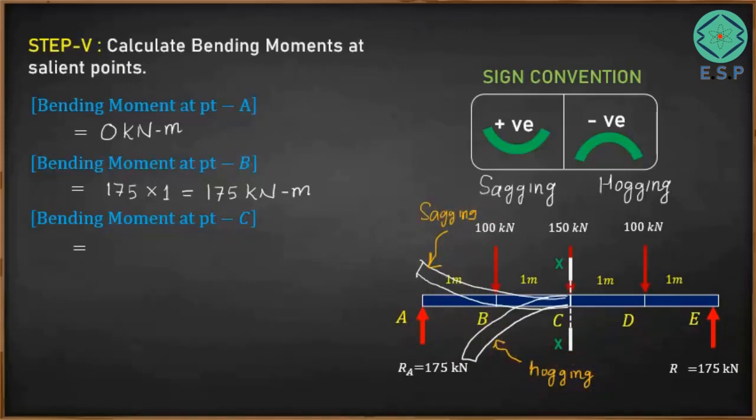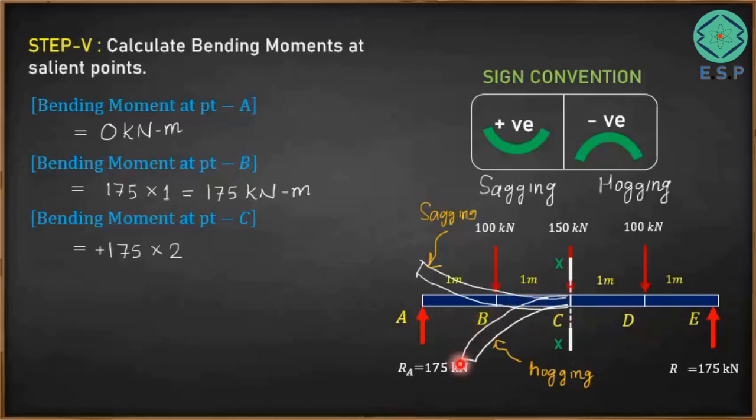So now the bending moment at point C due to this particular force is going to be 175 kilonewton times the distance, which is 2 meters. So this is going to be 175 into 2 meters, and the shape is sagging, so it is positive. So it is 175 into 2 meters, that is positive because sagging is taking place.